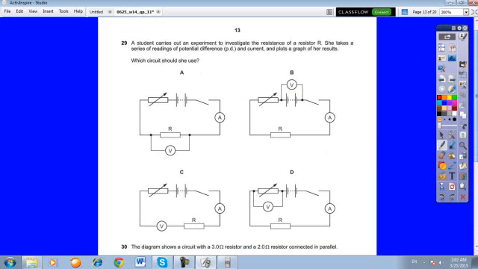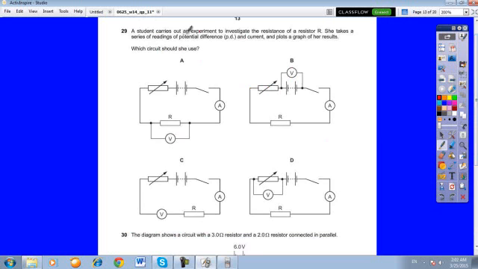29. A student carries out an experiment to investigate the resistance of a resistance R. She takes a series of readings of potential difference and current and plots a graph of her results. Which circuit should she use? Measuring voltage and current means that voltmeter for voltage, for potential difference, should be in parallel and ammeter for current should be in series.